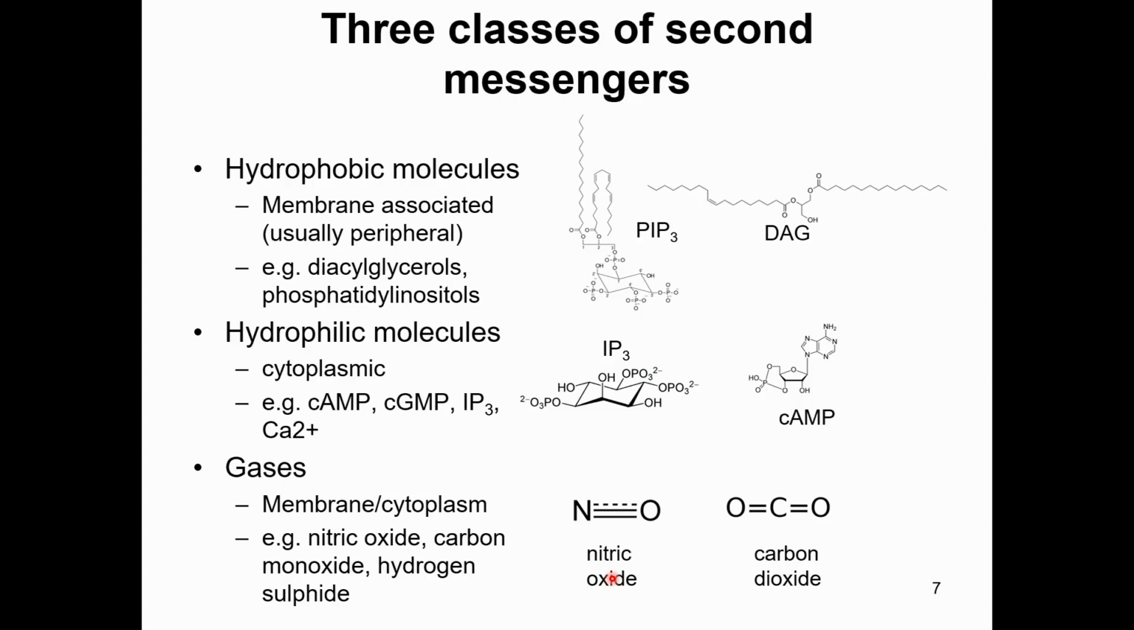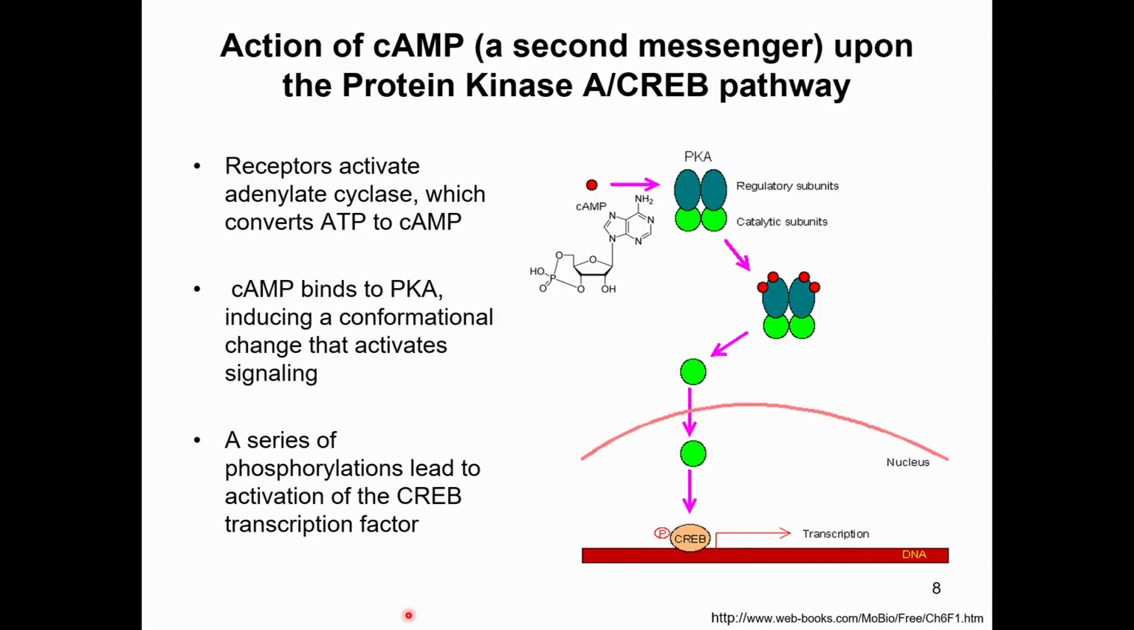Okay, so those are the physical and solubility attributes of these, but all second messengers can be classified into one of these 3 categories. So let's look at one of the most famous ones, cyclic AMP. That's a second messenger, and let's look at what it does in a pathway. And here, the receptor is not shown, it's upstream somewhere. But once cyclic AMP is generated in the cell, it binds to a protein called PKA, protein kinase A.